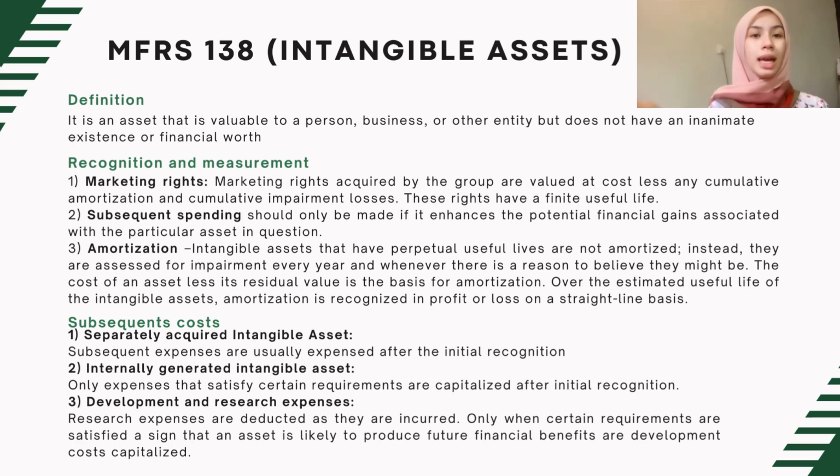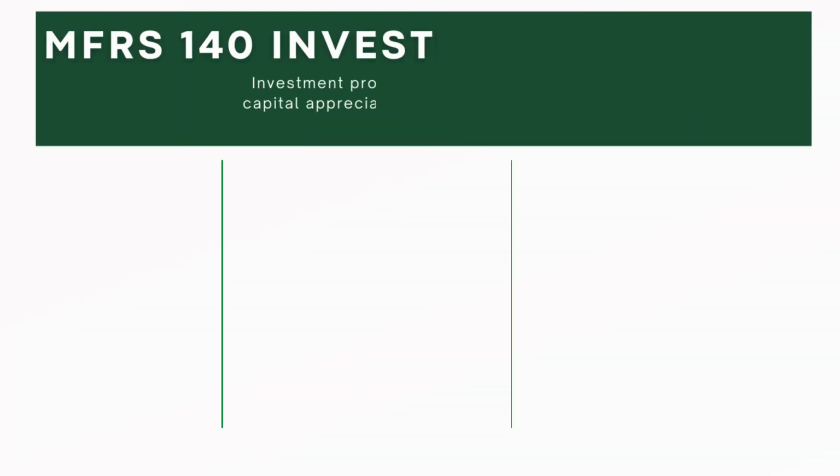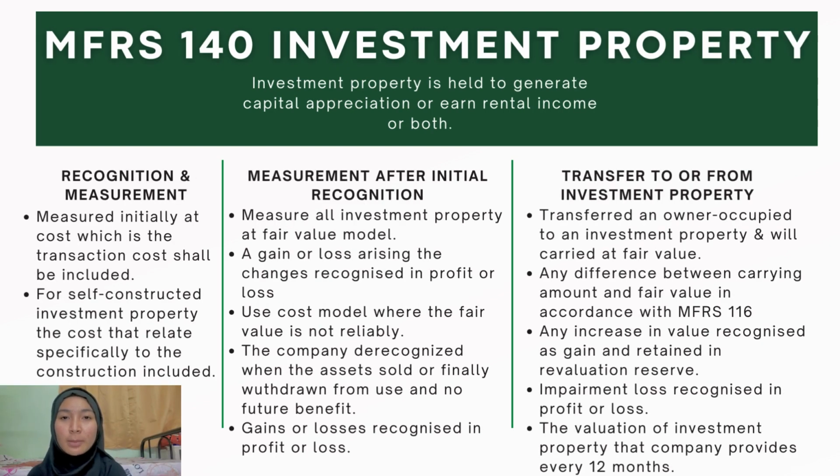Third is development and research expenses. Research expenses are deducted as they are incurred, and only when certain requirements are satisfied, as at the time that an asset is likely to produce future financial benefits, development costs are capitalized. Next, let's move to the next standard, which is MFRS 140 for investment property.